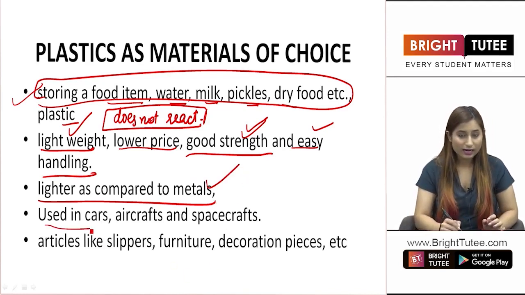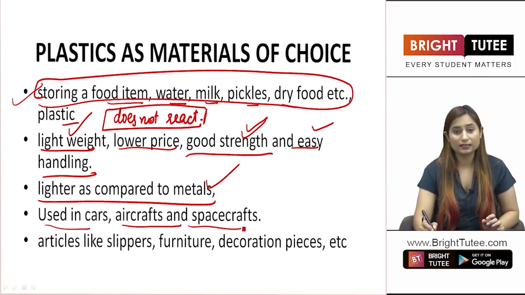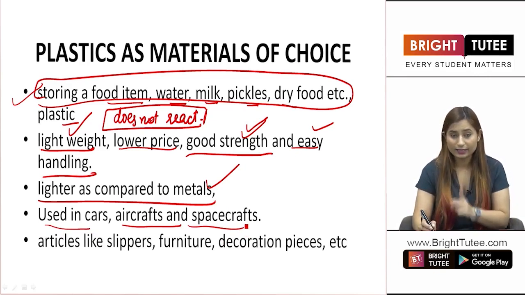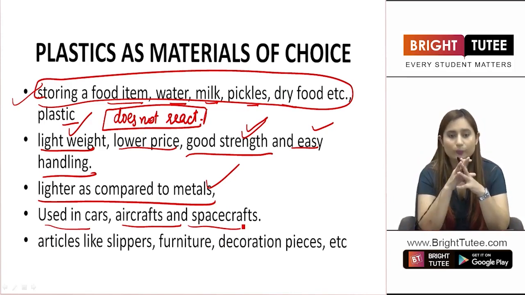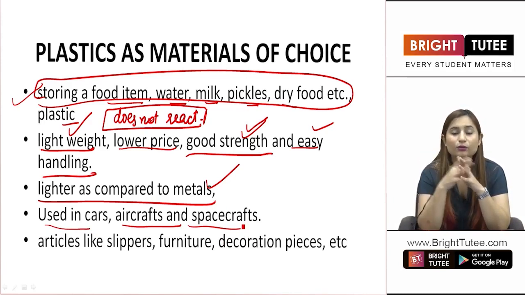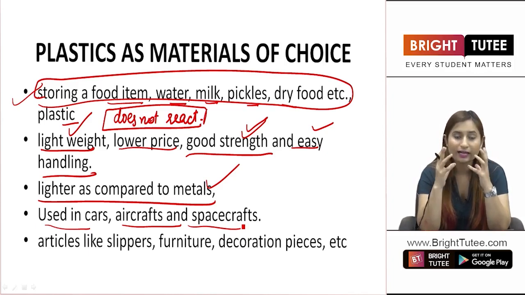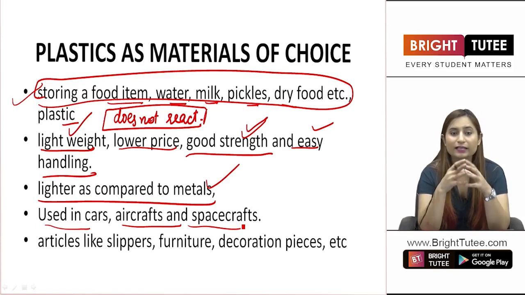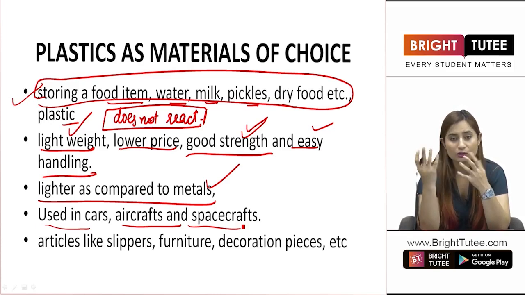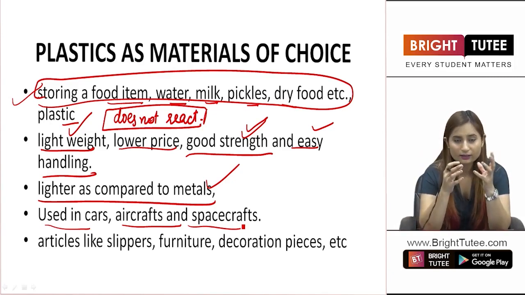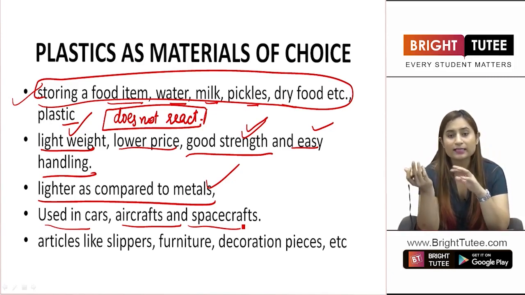Now, they are used in cars, aircrafts and spacecrafts because of their lightweightedness. Now students, sometimes you must have heard that we have different missiles going into space, right? Different satellites going into space. Now if we make that satellite entirely with the help of metal, it will not be possible for us to launch it, because it will become very, very heavy. So to make it lightweight, we use plastic instead of metals.